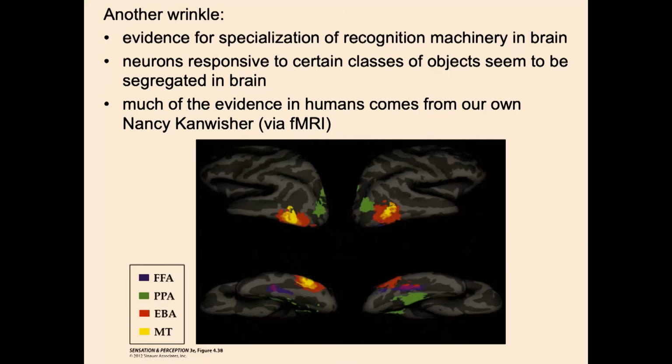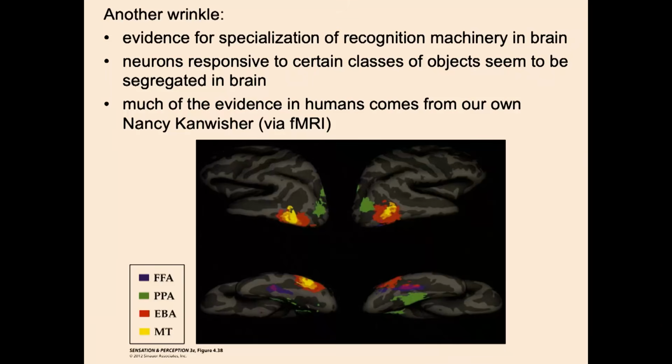Okay. So when we come back, we'll talk about another wrinkle in all of this, which is pieces of evidence for specialization of the recognition machinery in the brain. In particular, evidence that neurons that are responsive to certain classes of objects seem to be segregated in the brain. A lot of the evidence for this in humans comes from our own Nancy Kanwisher via fMRI, who has accumulated a lot of evidence for these different pieces of the brain that are functionally specialized for fairly specific things. And maybe the best example is faces.